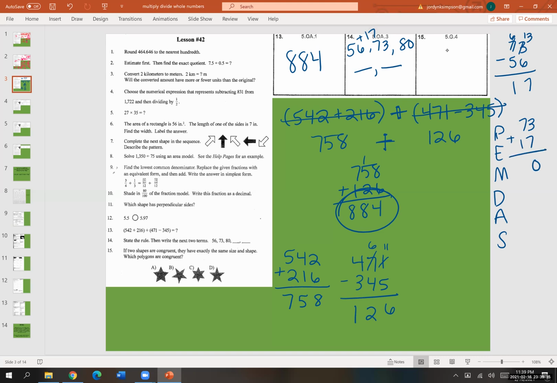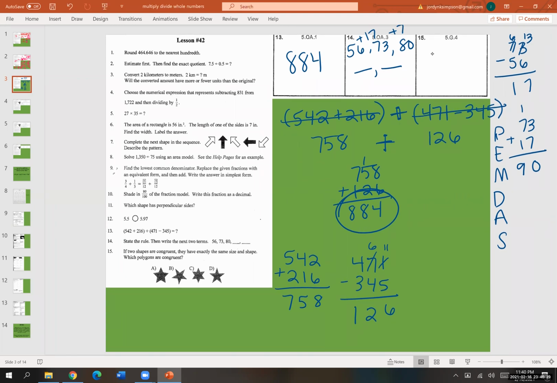3 and 7 is 10. 1, 7, and 1 is 9. So that one did not add 17. So with this one, it was not 17. So let's see how much we have to add to 73 to get to 80. Well, I'm just going to count out loud because that's close. 73, 74, 75, 76, 77, 78, 79, 80. So that was actually adding 7.